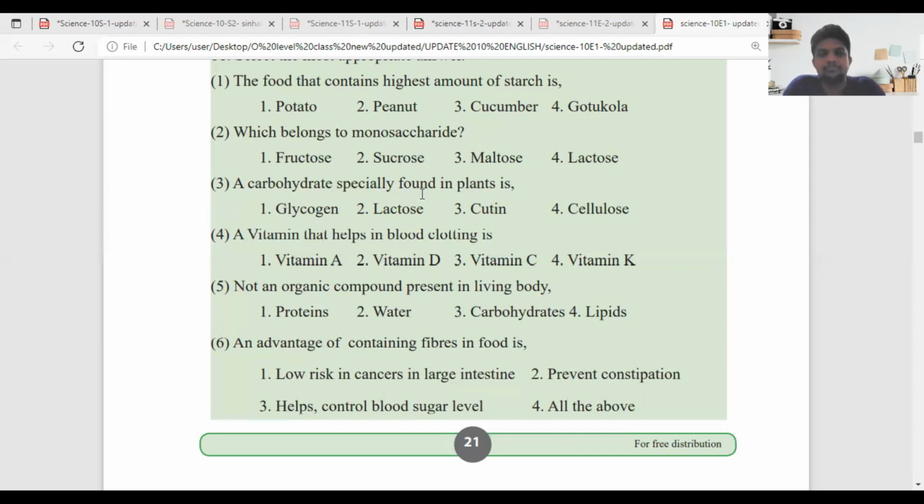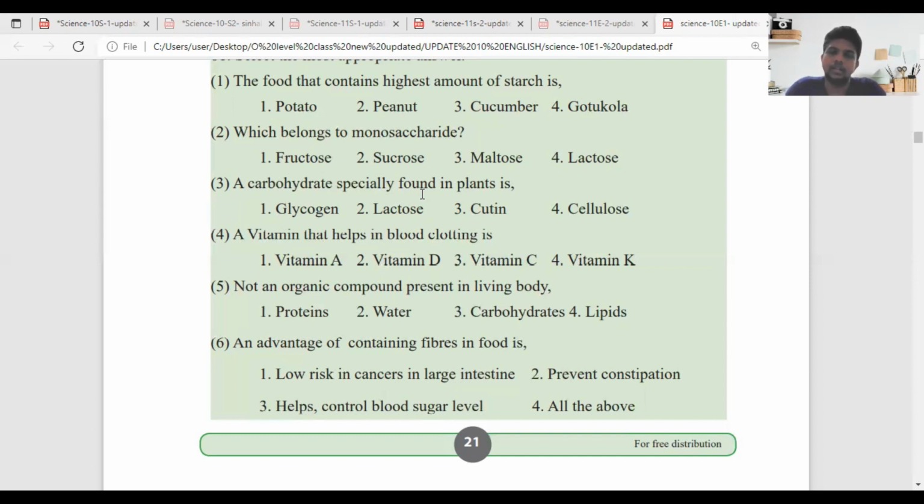Cellulose also. Glycogen we can't see in plants. It is only found in animals. In animals, basically in tissues and muscles, we can see glycogen, and the energy is stored in animals in that form. Lactose is found in animals, basically in cow's milk.